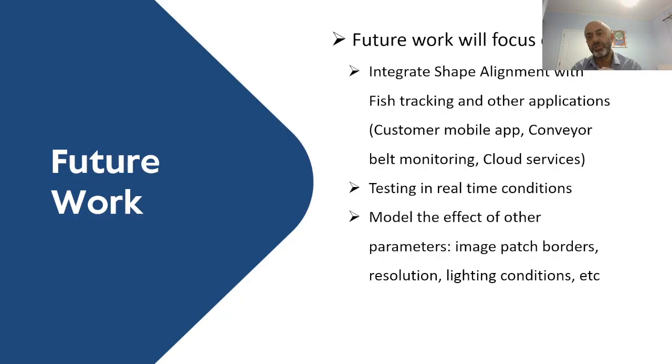Now, concerning our future work, it will focus on the integration of this shape alignment method with fish tracking, as well as other applications such as the customer mobile application, conveyor belt monitoring at the hatchery, as well as adding some cloud services. We also plan to extend our testing in real-time conditions, and finally to model the effect of other parameters, like for example the borders in the image patches that we extract from the initial video frames, the resolution of the photographs, as well as the lighting conditions.